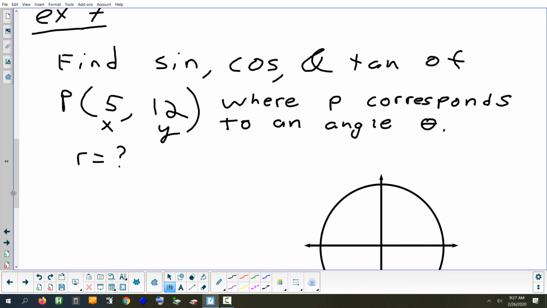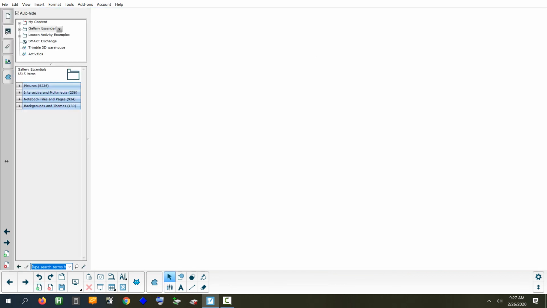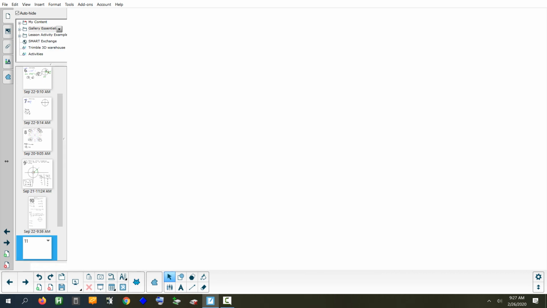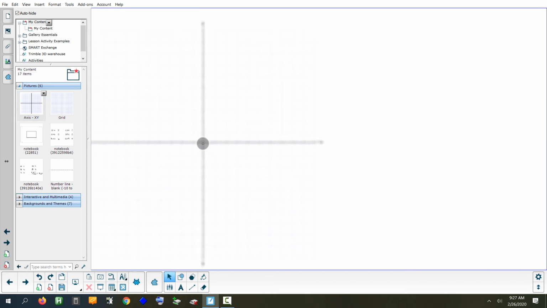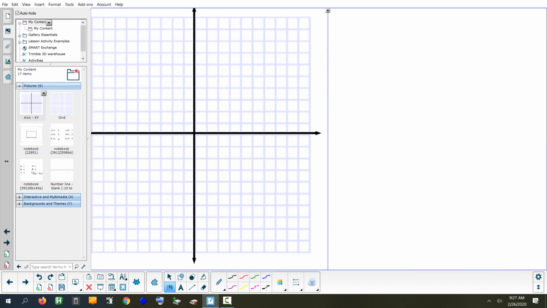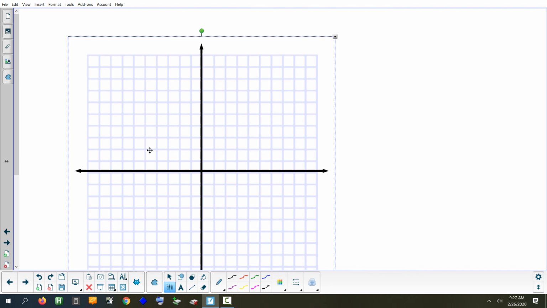So let's graph. I'm just going to get a piece of graph paper for a second and graph the point 5, 12 and see if we can figure out r. Okay, and I'll come right back to that page. All right, so let's do this one. All right, so 5, 12. 1, 2, 3, 4, 5. 10, 11, 12. Okay, so I went right 5, and I went up 12.